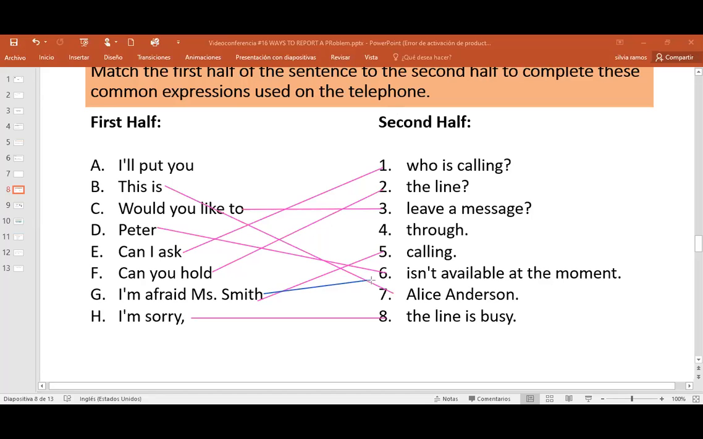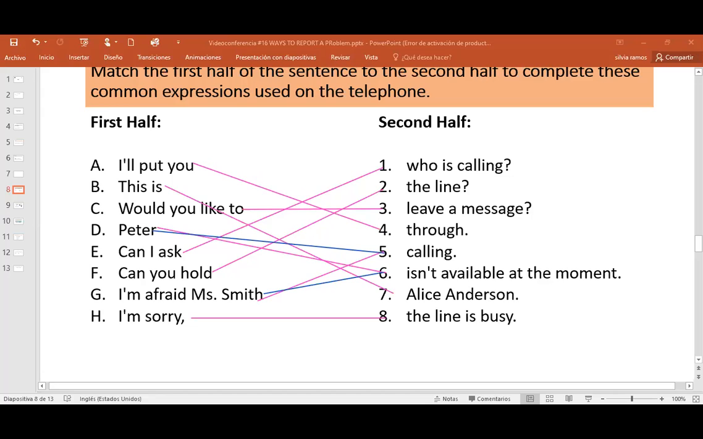I'm afraid Mr. Smith isn't available at the moment and Peter is calling. These two, they can be together too, okay? Esas pueden ser otras opciones. And the last one, I'll put you.